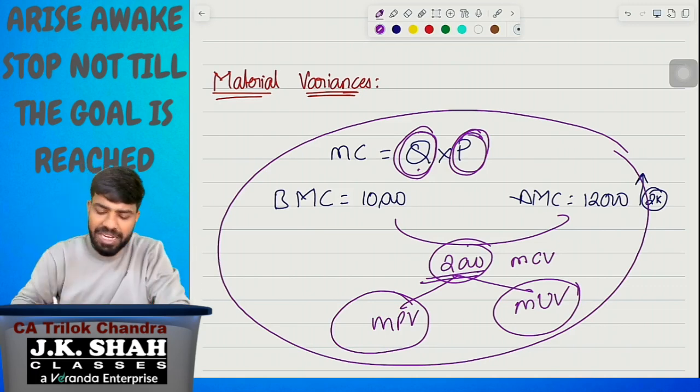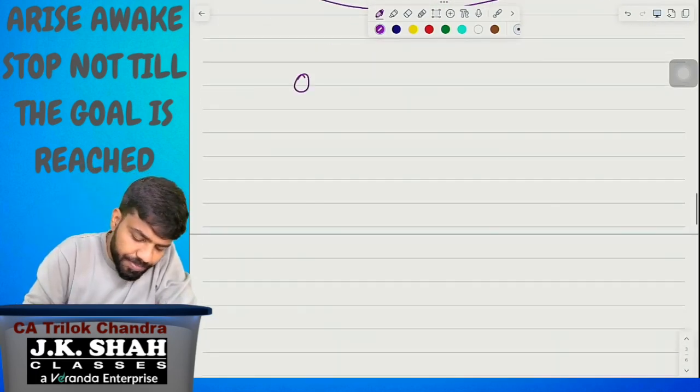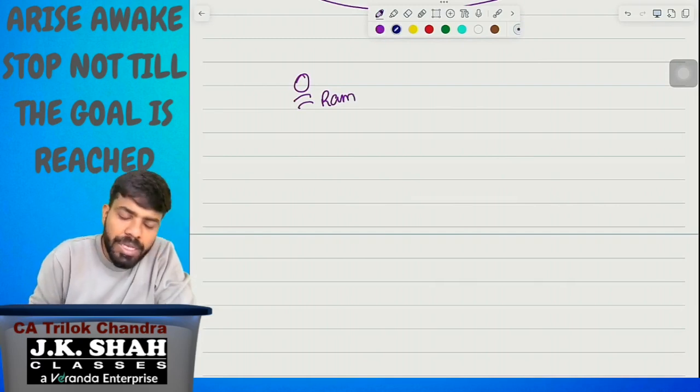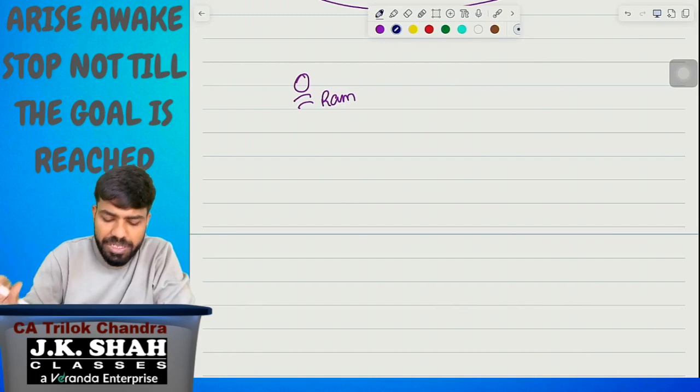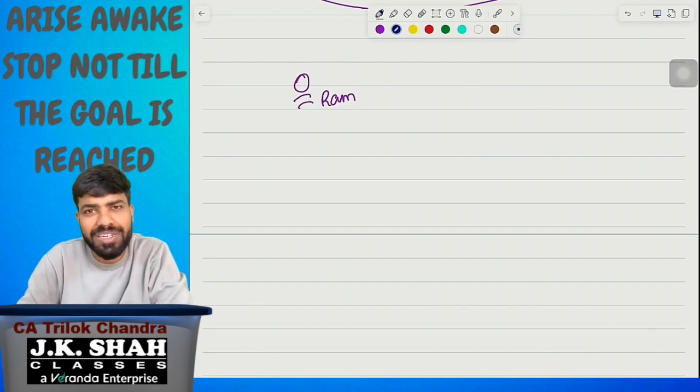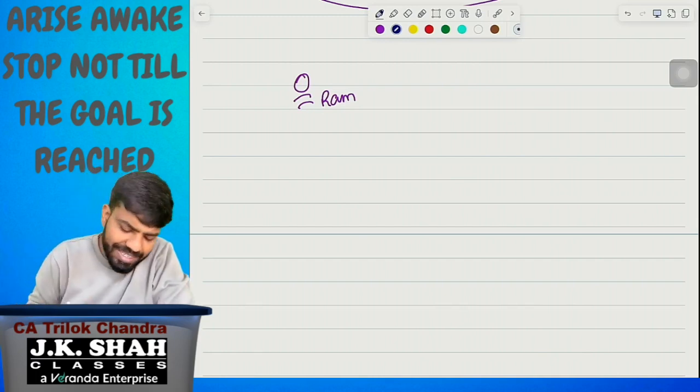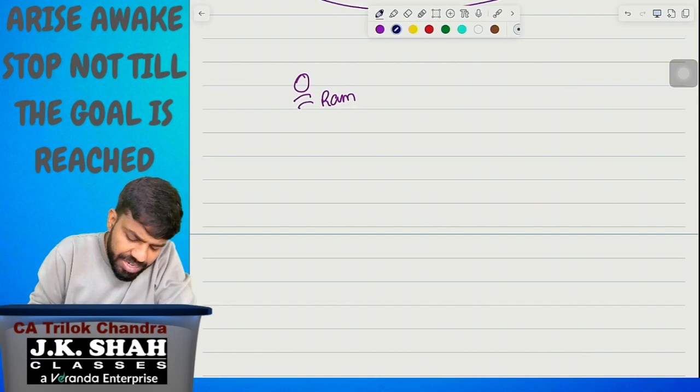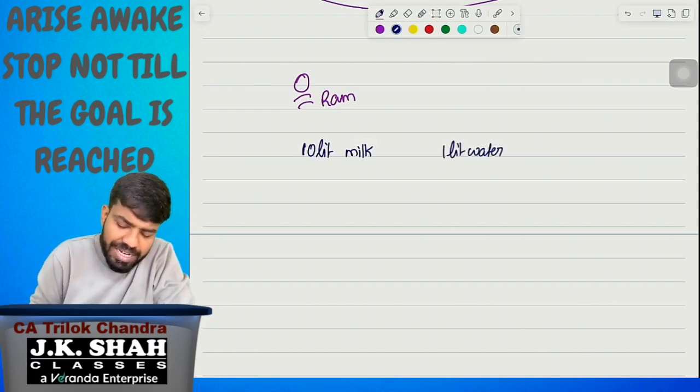I'll give you an example. There is a person called Ram. He is distributing milk all over Bangalore. Just taking an example. Initially, for every 10 liters of milk, he started mixing 1 liter of water.